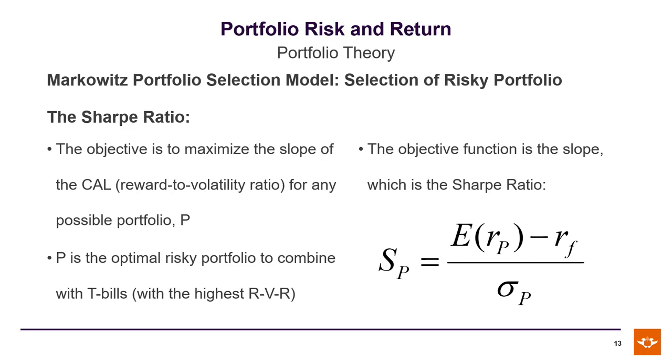And the objective function, or the slope of the capital allocation line, is the Sharpe ratio. And the Sharpe ratio is the expected return for the portfolio minus the risk-free rate over the standard deviation of the portfolio. So essentially, the Sharpe ratio, or the slope of the capital allocation line, looks at the excess return per unit of risk taken by the portfolio manager, and you want to maximize this.